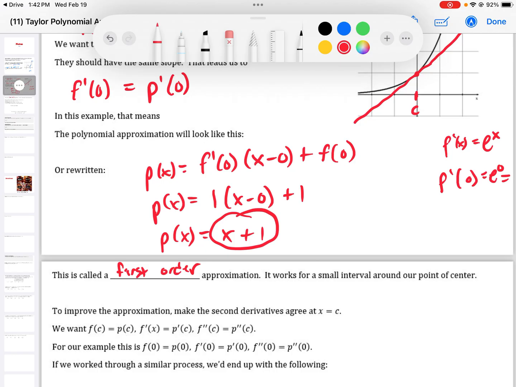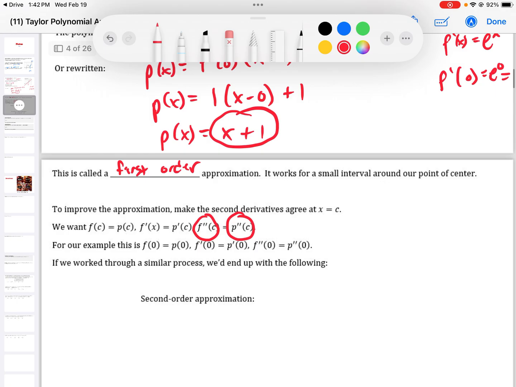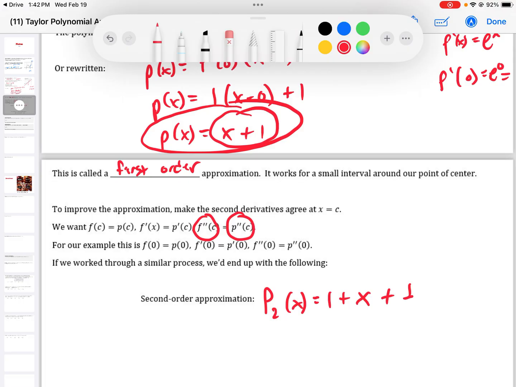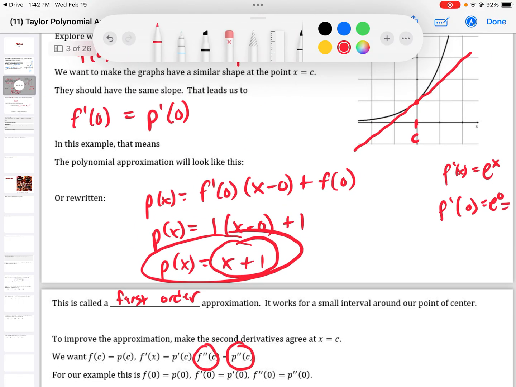So if I want to do a second order, or second degree, Taylor polynomial to approximate, that would mean the second derivatives need to match. For a third degree, the third derivatives would have to match. And we're not going to work this one out, but the second degree would equal 1, that's f of 0, plus x, that was just this part. And then we add, it would look something like that.